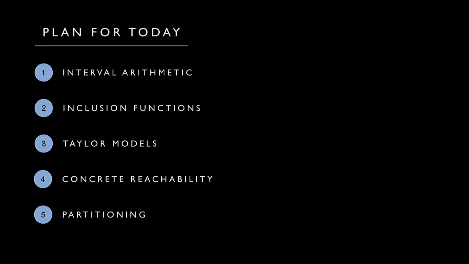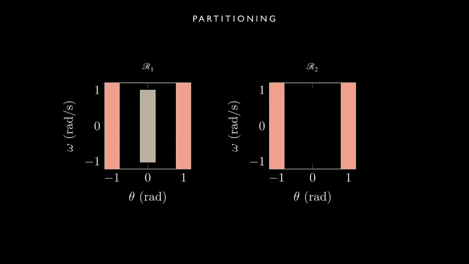Okay, but can we do even better? Yes, we can. So this last thing that we're going to talk about today is partitioning. And so here's the idea. We already kind of talked about it a little bit earlier. Basically with partitioning, we have some initial set, and then we partition this initial set into a set of smaller subsets, such that the union of them gives us our original set. And then we're just going to do the reachability for each subset.